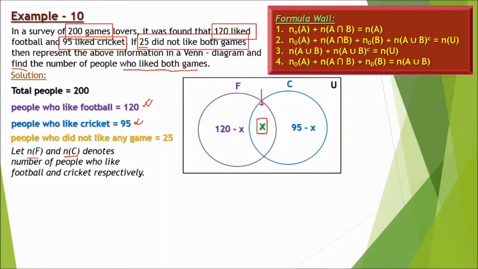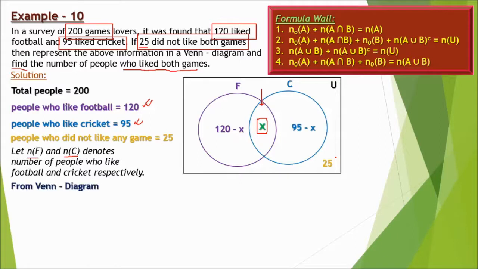Our next number is 25, which is outside of the circle, as I have already told you. These 25 people are also game lovers, but they don't like football and cricket, so they are outside of the circle. They must be kept outside because they belong to neither football nor cricket.